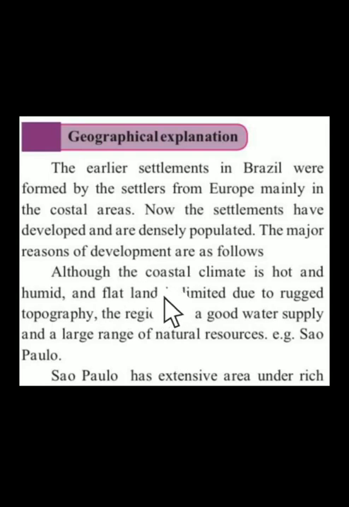Although the climate on the coast is hot and humid and flat land is limited, that means the climate is not so good and there is not much flat land. Why no flat land? Because of rugged topography. What do you mean by rugged topography? Again, just as you saw in India, uneven places because of rocks. So in these kinds of places there are highlands and flat land is very limited.